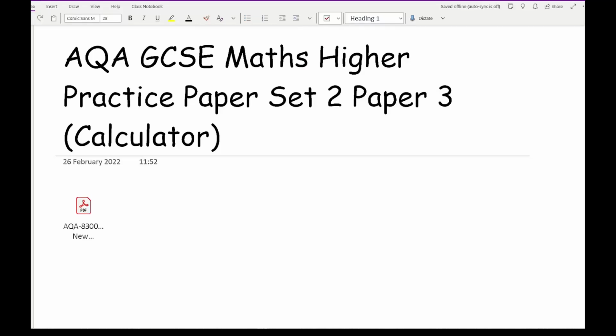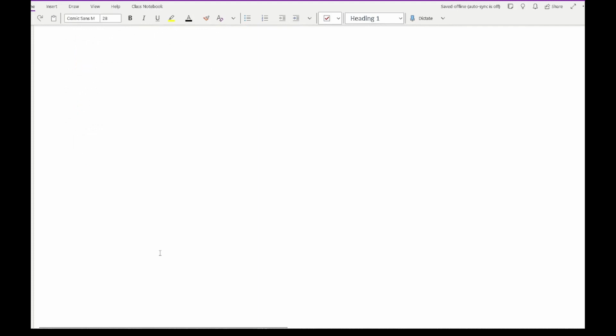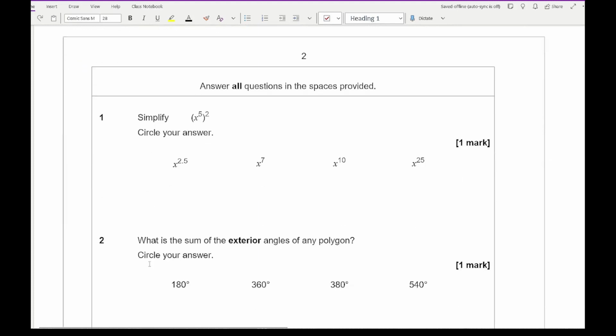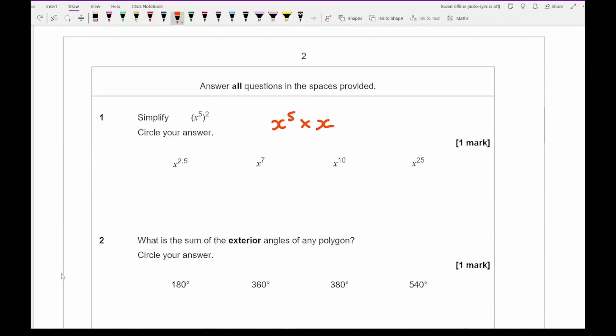So let's get started on this AQA GCSE Maths Higher Practice Paper Set 2 Paper 3, which is a calculator paper. Looking at question 1, which involves indices, it says simplify x to the power 5 squared. So this is basically x to the power 5 times x to the power 5, in which we add the powers, giving us our correct answer, which is our third option.